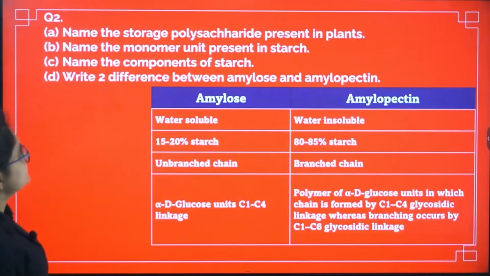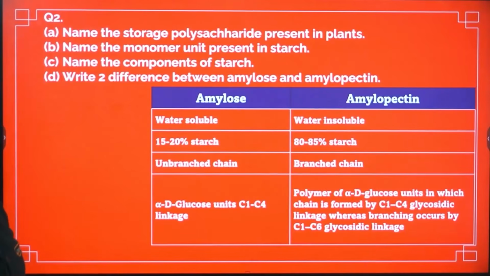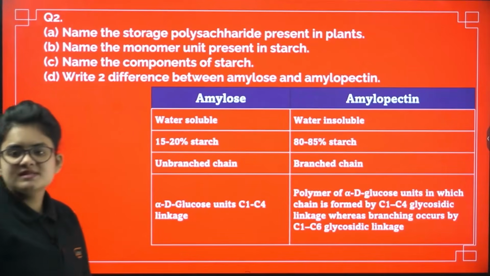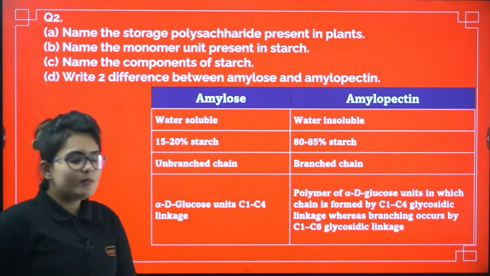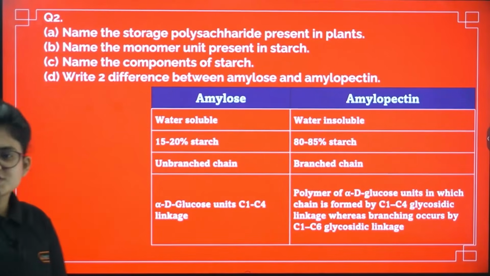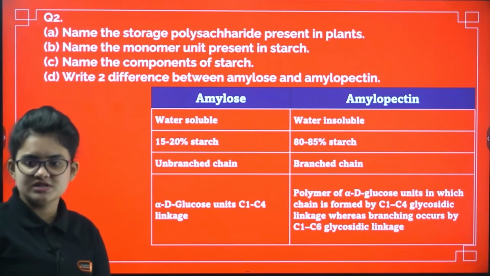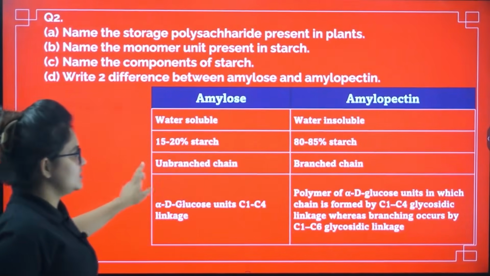Let's proceed. Name the storage polysaccharide present in plants. Name the monomer unit present in starch. Name the components of starch, and write two differences between amylose and amylopectin. So the storage polysaccharide is starch, and its components are amylose and amylopectin. The monomer is glucose, you can write. Glucose is the monomer of starch. Next, two differences: there are many differences, you can pick any two and mention them.